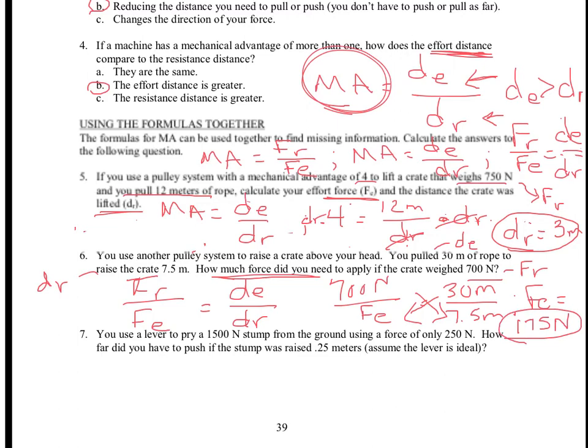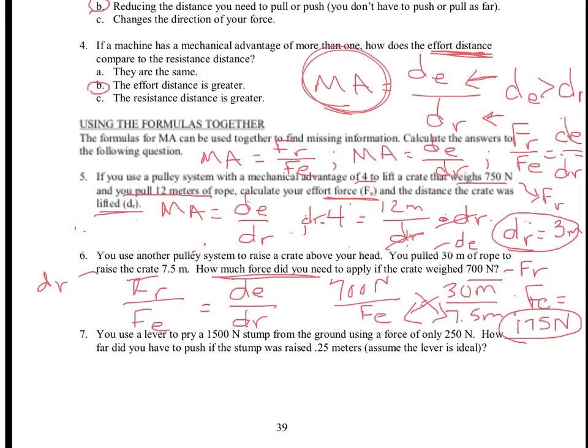So I have to put in 175 newtons, pull the rope down 30 meters to get a 700 newton force object 7.5 meters off the floor. If you use a lever to try and pry a 1,500 newton stump from the ground using a force of only 250 newtons, how far do you have to push if the stump is raised 0.25 meters?